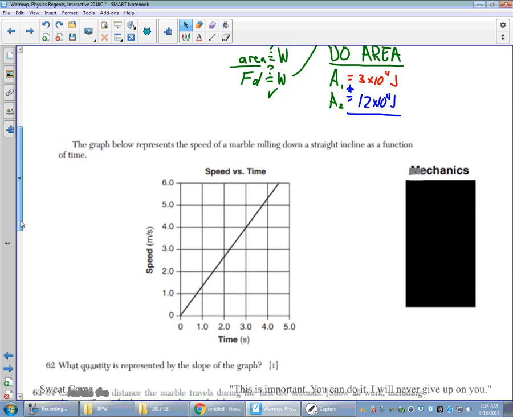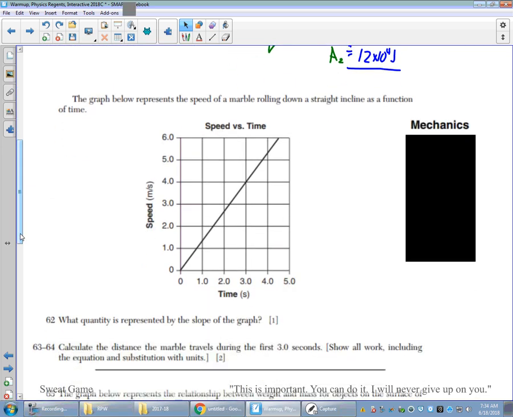Here's another example down here. The Regents has been very fond of this sort of phrasing lately as well. Not actually having you calculate the slope, but just saying what quantity is represented by the slope of the graph. Well, actually do slope. Easiest way is to say slope is rise over run, and then you just look at your picture. The rise is speed, write it in symbols. The run is time, write it in symbols.